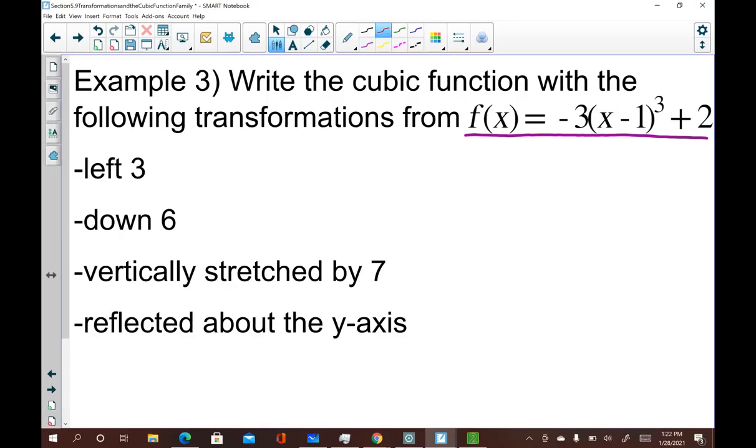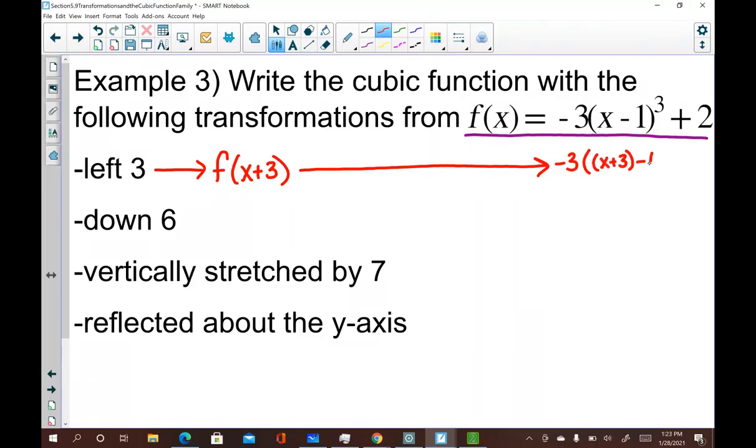My first transformation says to move left 3. I remember that left 3 in function notation says add 3 on the inside. Well, this function notation tells me in my function, replace x with x plus 3. To simplify that, we would just add our like terms and get -3 times (x plus 2) cubed plus 2.